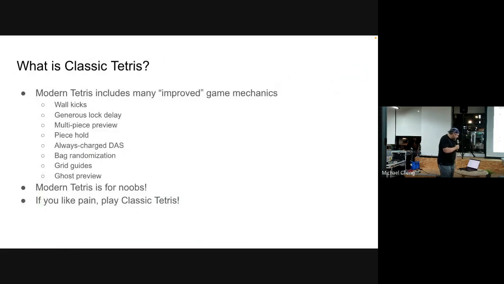So there are some differences between Classic Tetris and modern Tetris. Modern Tetris includes many improved game mechanics, like wall kicks, generous lock delay, multi-piece preview, always charged DAS, bag randomization, a bunch of stuff. But yeah, modern Tetris is for noobs, right? If you like pain, you should play Classic Tetris, right?